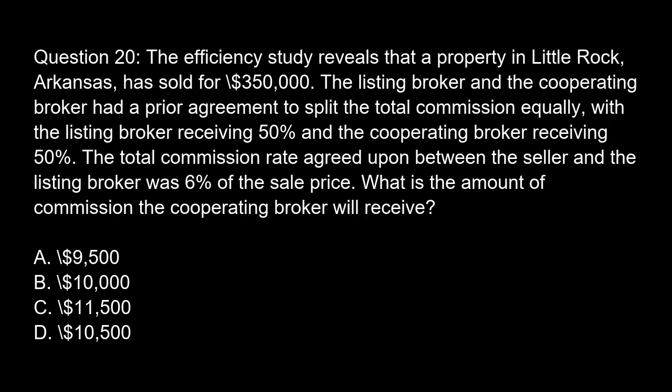Question 20. The efficiency study reveals that a property in Little Rock, Arkansas, has sold for $350,000. The listing broker and the cooperating broker had a prior agreement to split the total commission equally, with the listing broker receiving 50% and the cooperating broker receiving 50%. The total commission rate agreed upon between the seller and the listing broker was 6% of the sale price. What is the amount of commission the cooperating broker will receive?